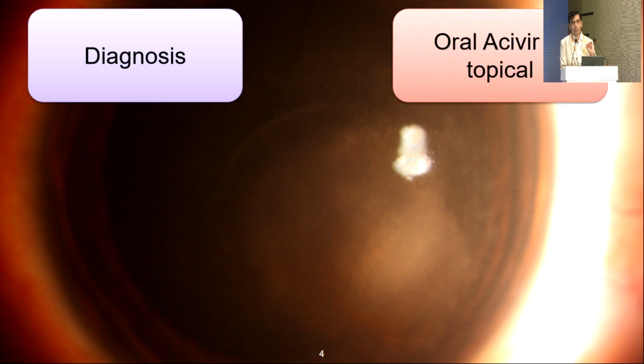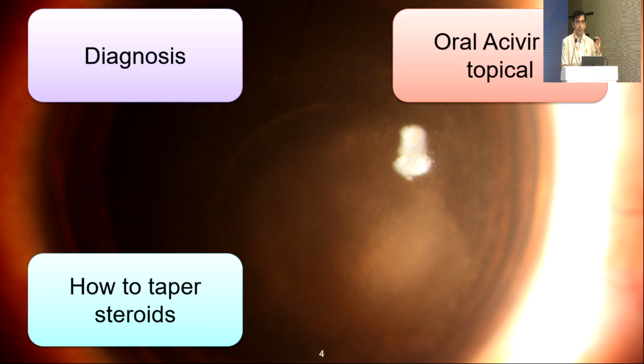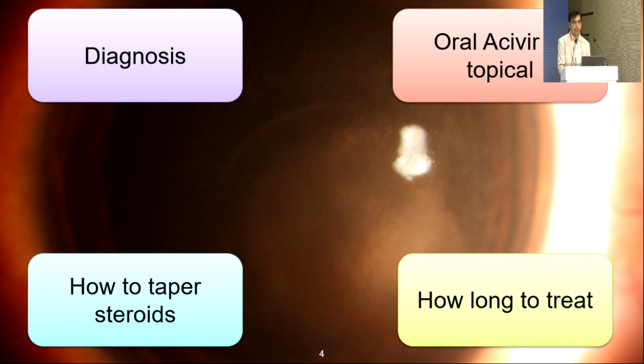You're often confused whether to give oral Acivir or topical Acivir in these cases, especially in the beginning, whether you should start on topical and then shift to oral, start on oral itself, or give both therapies together. You're unsure how to taper the steroids. Most clinicians taper it in a regular manner from 10, 8, 6, 5, 4, 3, 2, 1, like how you do a weekly taper for anterior uveitis cases. And you're not sure how long to treat these patients, how long to keep them on Acivir, how long to keep the prophylaxis on, how long to keep the steroids on.